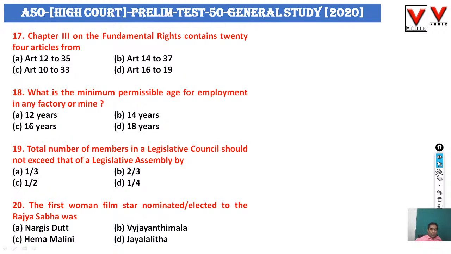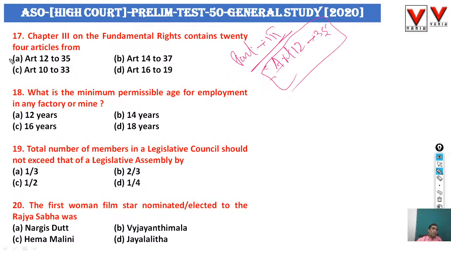Question number 17 is talking about that. The chapter third of the fundamental rights. Fundamental right is mentioned in part 3 of the constitution, and the provisions for fundamental rights start from article 12 and end at article 35. So the right answer is A.